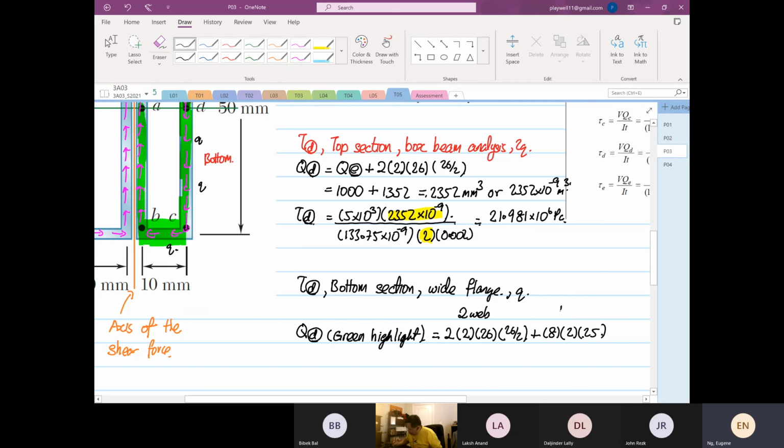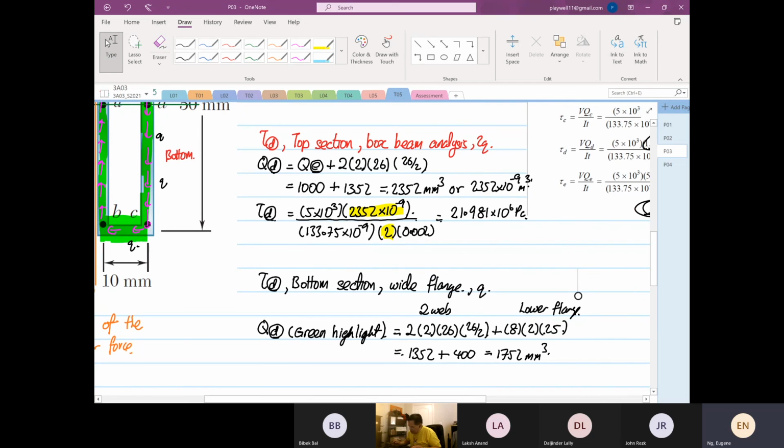So this is the lower flange. When you add this up, 2 times 2 times 26 times 13, so it's 1352, plus 8 times 2 times 25 is equal to 400. So this is equal to 1352 plus 400 is equal to 1752 millimeter cube.